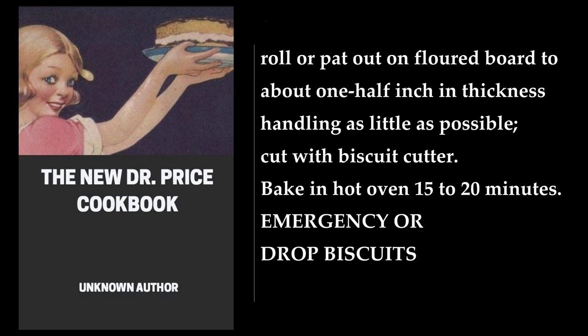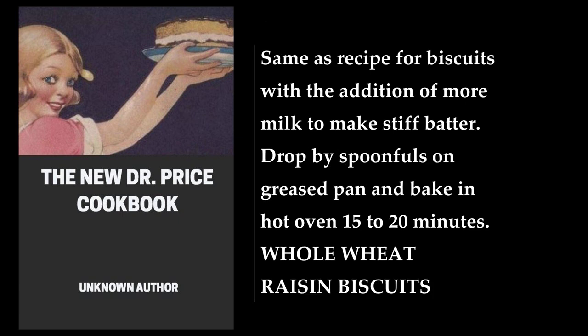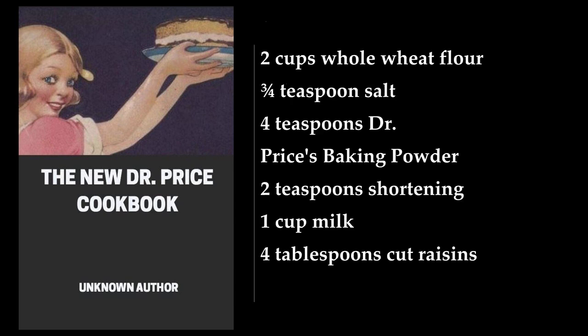Emergency or drop biscuits. Same as recipe for biscuits with the addition of more milk to make stiff batter. Drop by spoonfuls on greased pan and bake in hot oven 15 to 20 minutes. Whole wheat raisin biscuits. 2 cups whole wheat flour, 3/4 teaspoon salt, 4 teaspoons Drive Prices baking powder.